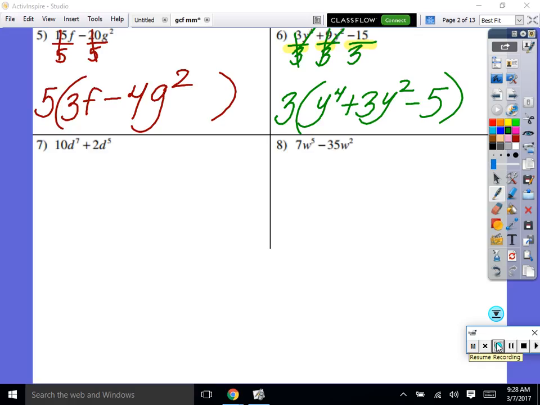So we have 10 D's to the 7th plus 2D to the 5th. Isn't 10 and 2 what we focus on first? They each have a 2 in common. Now D to the 7th means there's 7 D's here and 5 D's here. Can we pull out 5 D's then? So we pull out 2D to the 5th, guys. It's that easy. Some of you couldn't even get that far.